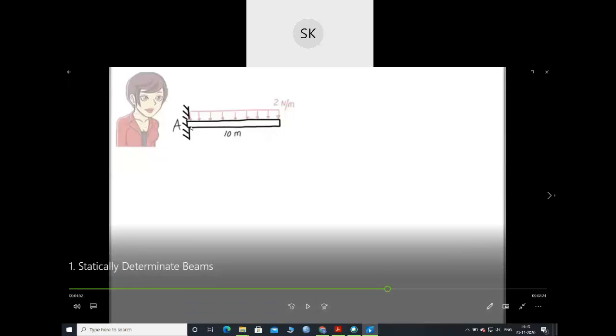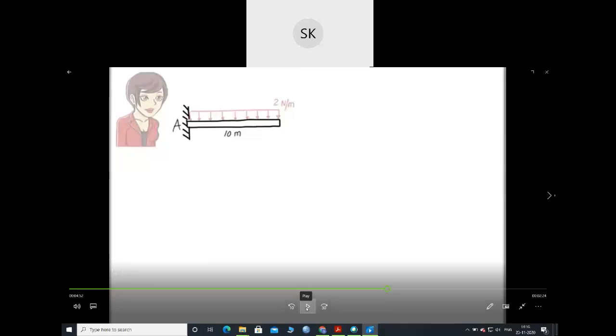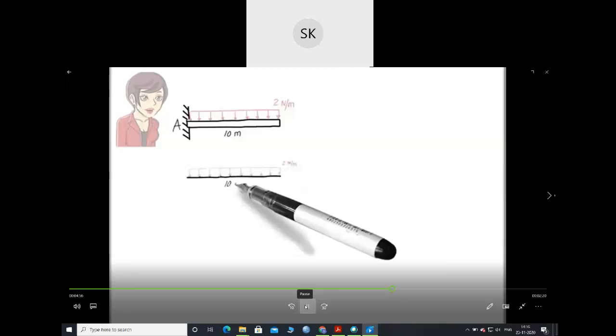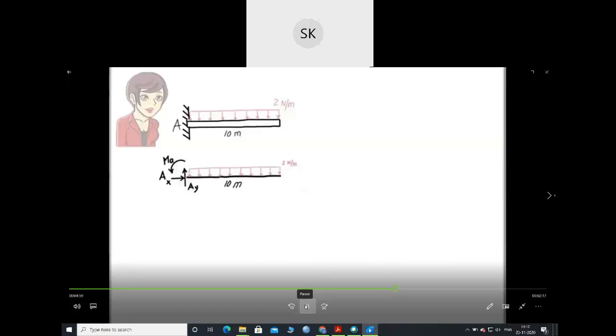So this is a cantilever beam, and the type of load is a UDL, uniformly distributed load. 2 Newton per meter is uniformly distributed over a 10-meter span beam, and a cantilever beam is fixed at one end and free at the other, right? So recall all previous classes. Let's start. First, we draw the free body diagram for the beam. For the purpose of finding the support reactions, we can replace the uniformly distributed load with its equivalent concentrated load.